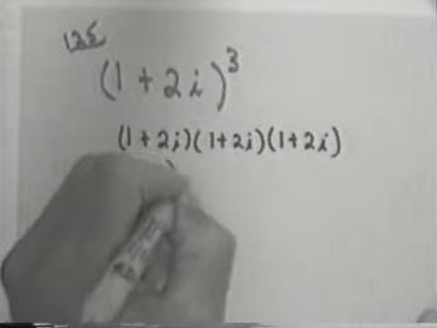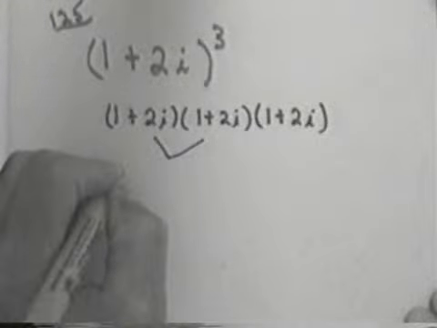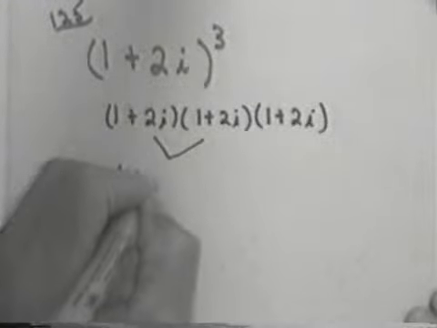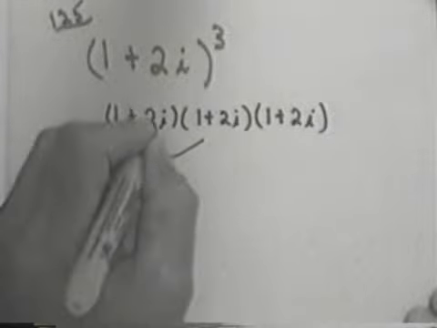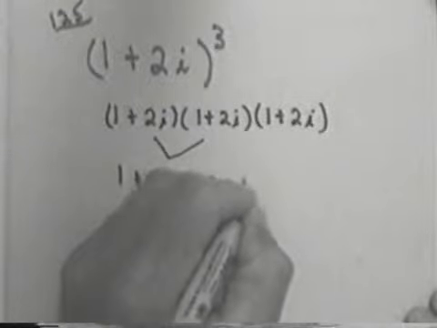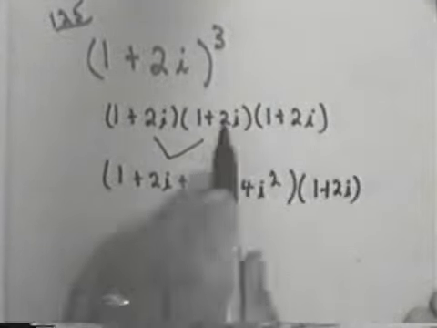I'm going to multiply these two together first. 1 times 1 is 1, plus 1 times 2i is 2i, plus 2i times 1 is 2i, plus 4i squared, times the (1 + 2i). So I'm multiplying those two together using the FOIL method.